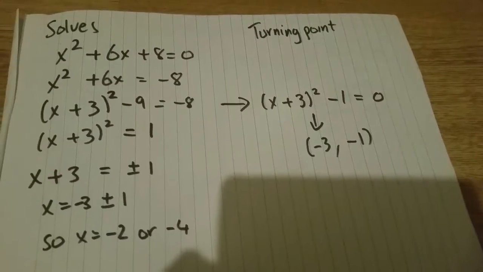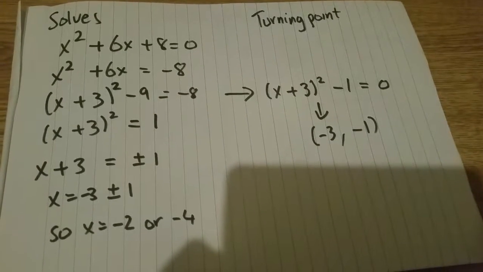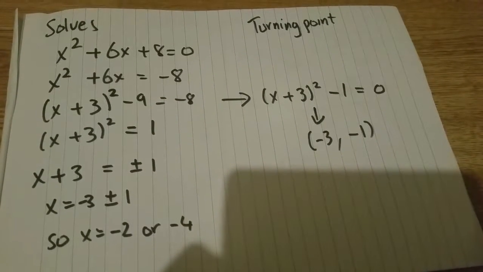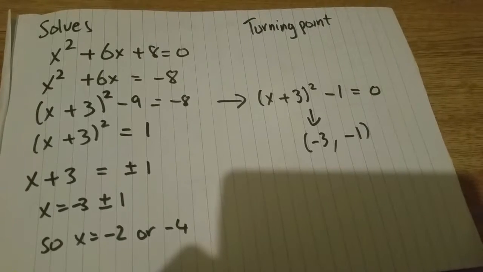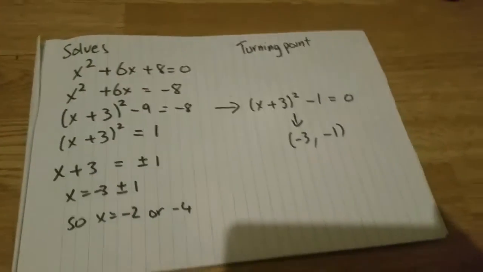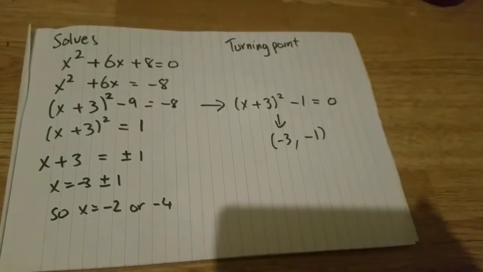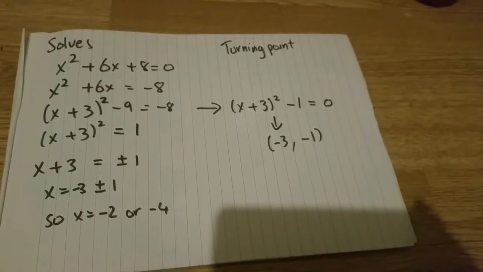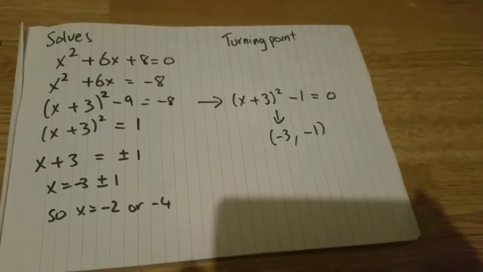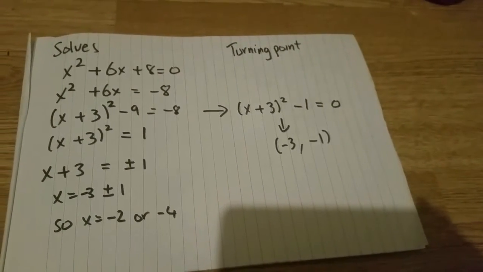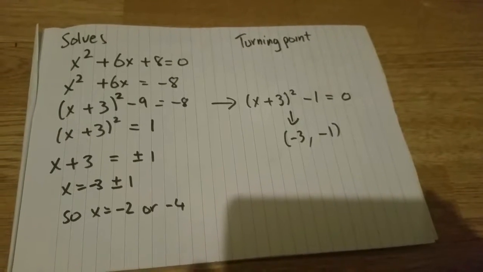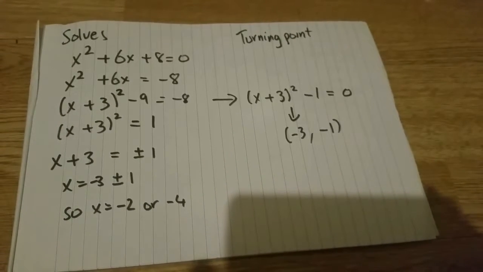Okay, so on this page you can see both how completing the square can solve and how it can be used to find a turning point of a quadratic. So let's go through the solving first. What do you do? You first rearrange so you've got both the letter terms on the left and the number term on the right. So that's what I've done in my first step and second step.